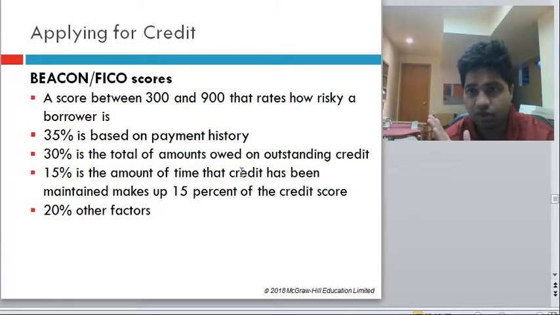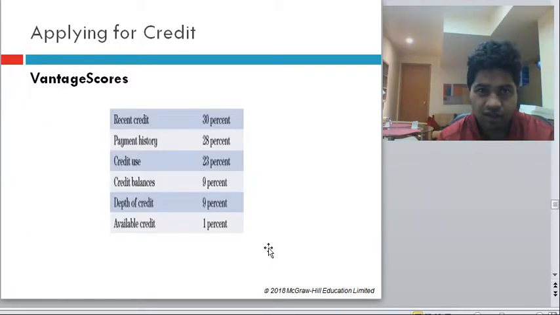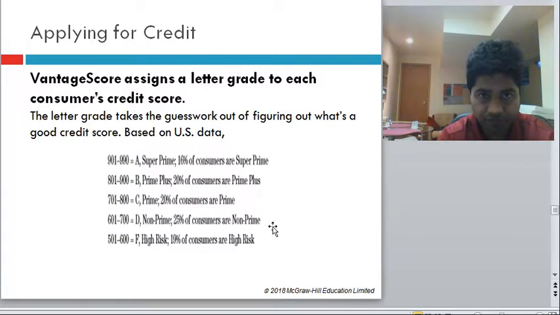You're not going overboard, you're not using 100% of the credit that is available to you. So all those factors are important. Then Vantage scores: recent transactions you have taken, payment histories, credit use, credit balances, depth of credit, and available credit. All these are how they calculate the scores. They assign you letters, so you are super prime, prime plus, prime, or non-prime, etc.